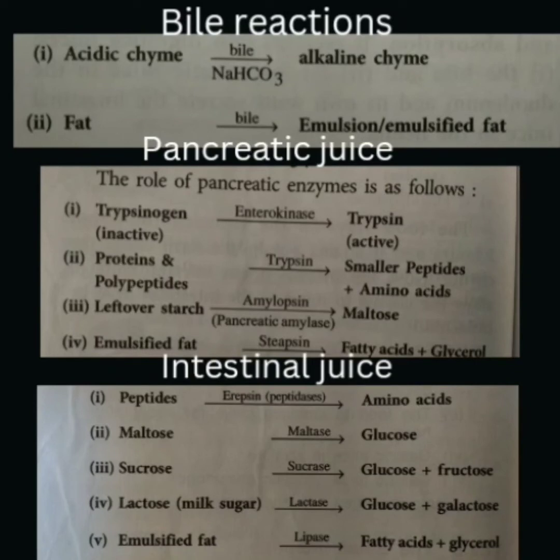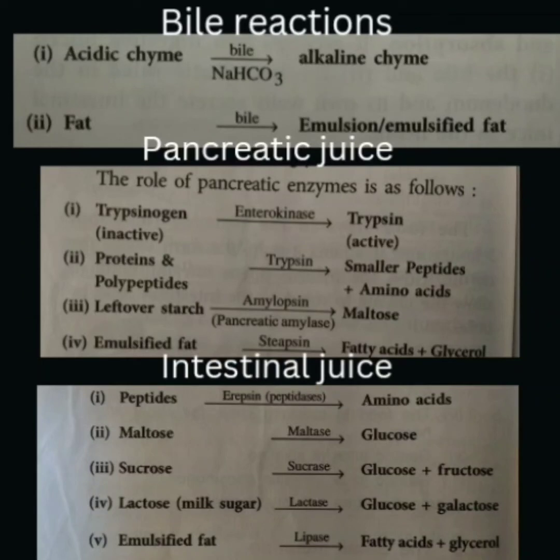The final digestion takes place in the intestine with the help of intestinal juices, in which the peptides are converted into amino acids, maltose is converted into glucose, sucrose gets converted into glucose plus fructose, and lactose, which is a milk sugar, converts into glucose plus galactose, and emulsified fat with the help of lipase gets converted into fatty acids as well as glycerol.